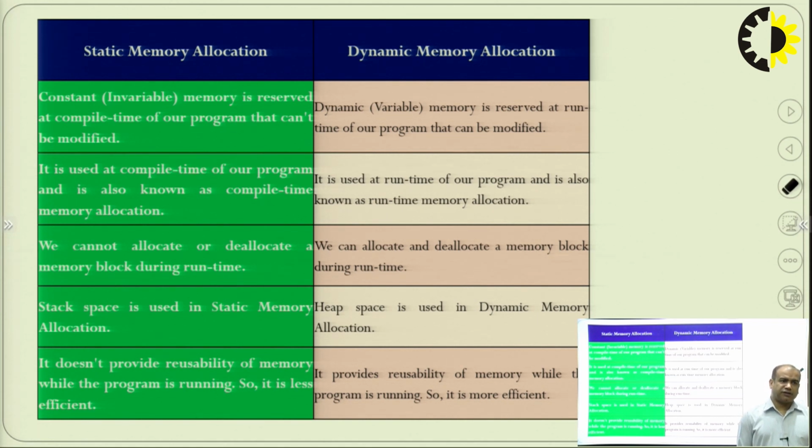In static memory allocation, the space used will be stack memory, while in dynamic memory allocation, the space used is heap memory, where the values will be stored. Next, static memory allocation does not provide reusability of memory while the program is running, so it is less efficient. Dynamic memory allocation provides reusability of memory while the program is running, so it is more efficient.